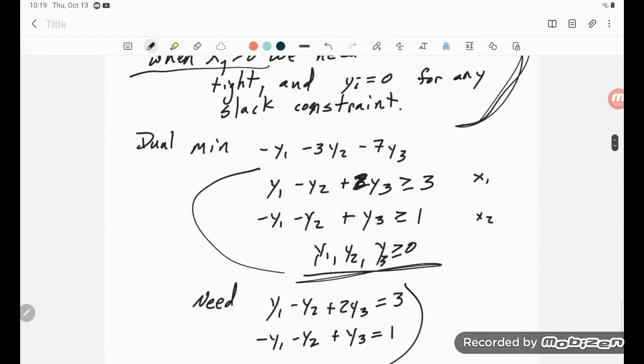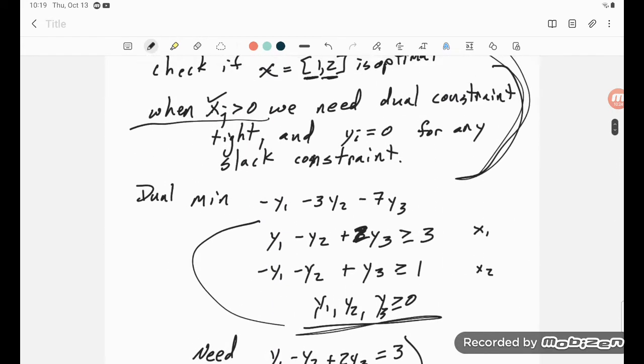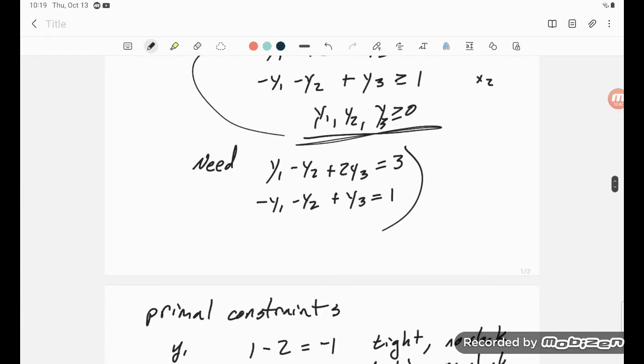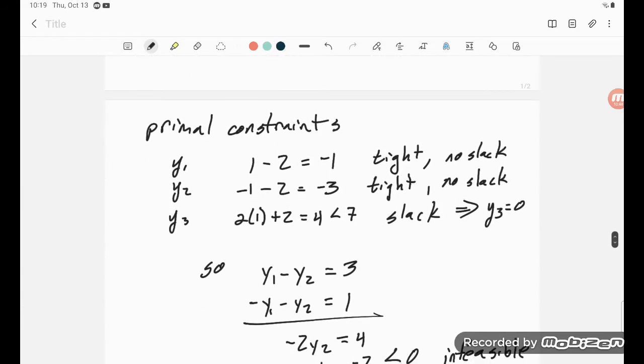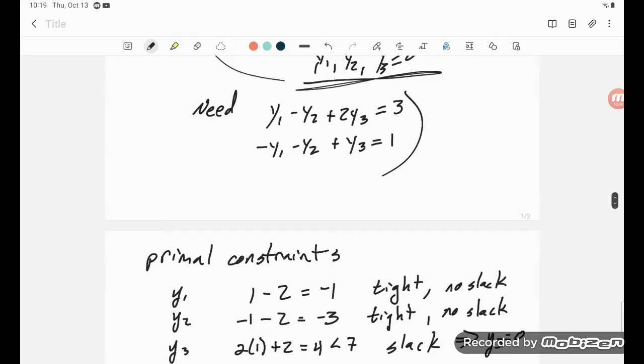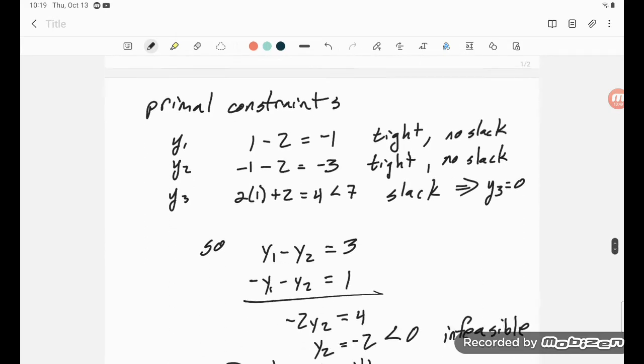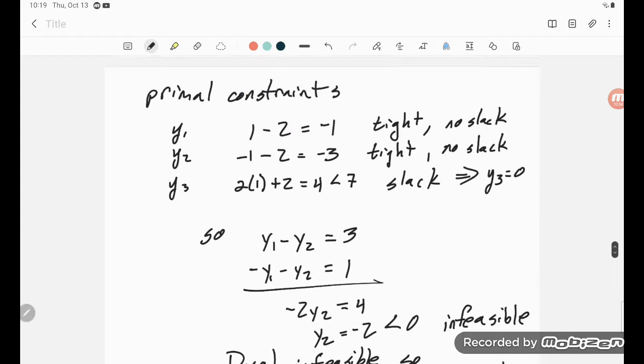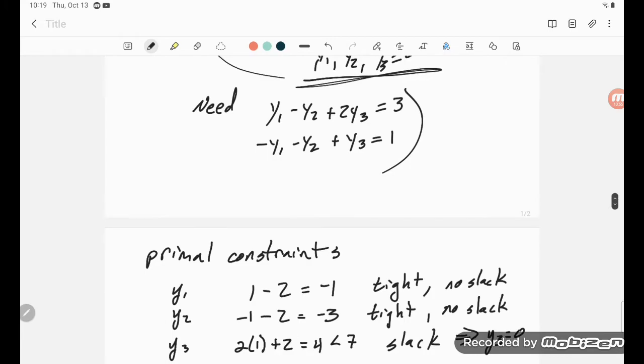Again, we've got primal variables that are all greater than 0. So the dual constraints both need to be tight. We did that there. And so actually, I'll just write those again. Okay, because they're the same dual constraints and they're still tight.